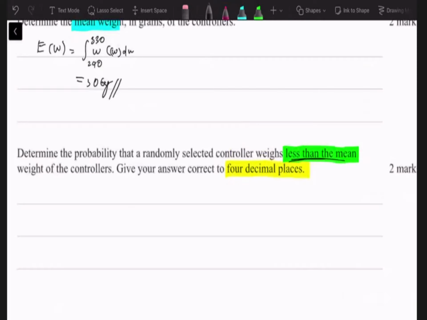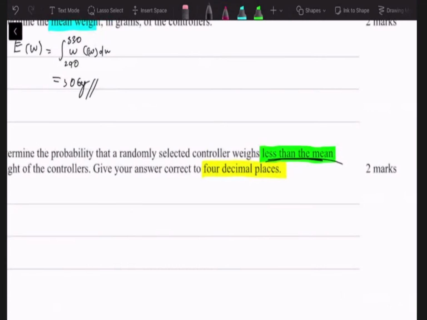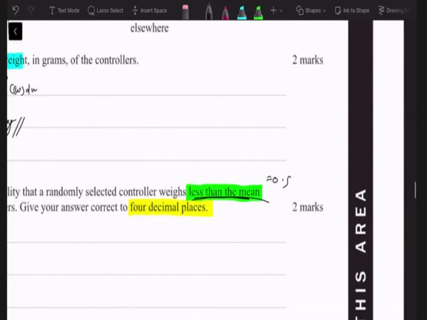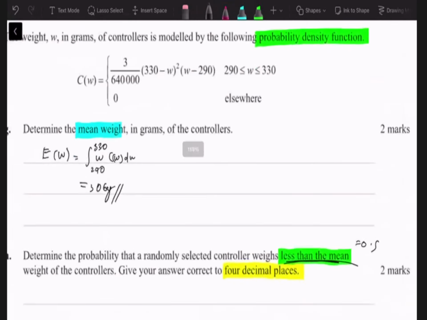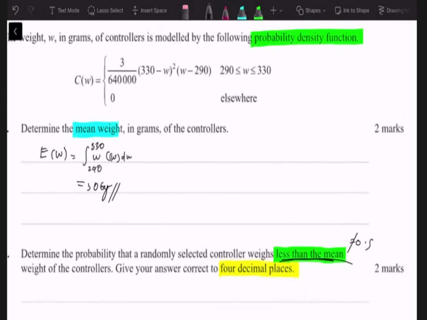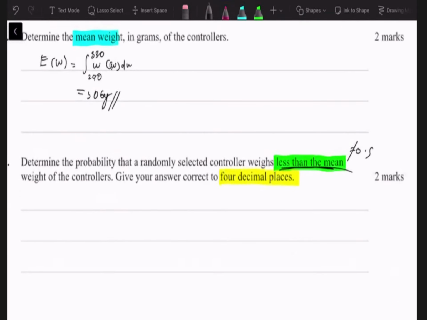Don't get tricked by "weighs less than the mean" into thinking it's 0.5. That only applies to normal distribution. This is not normal distribution because you have a graph. So this is not equal to 0.5. So to find this, the probability W is less than 306 is the integral from 306 to 290 of f(w) dw. You should get approximately 0.5248.